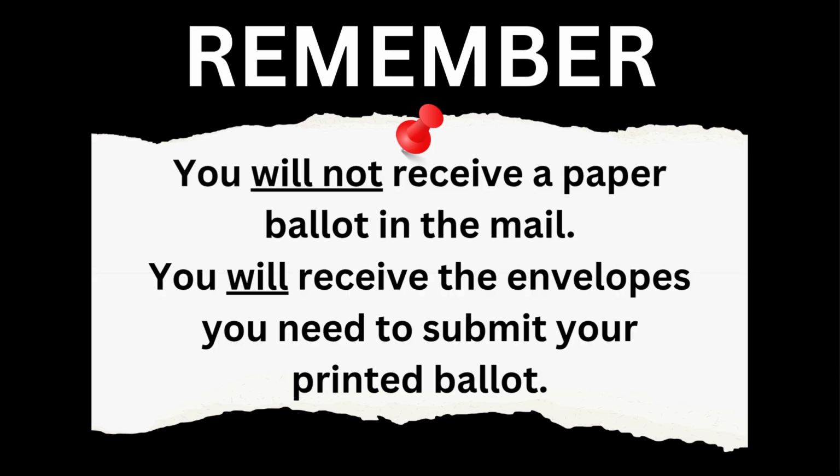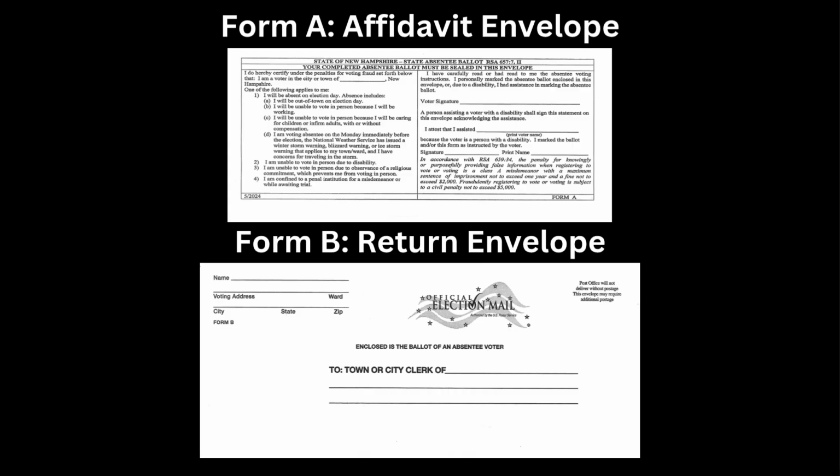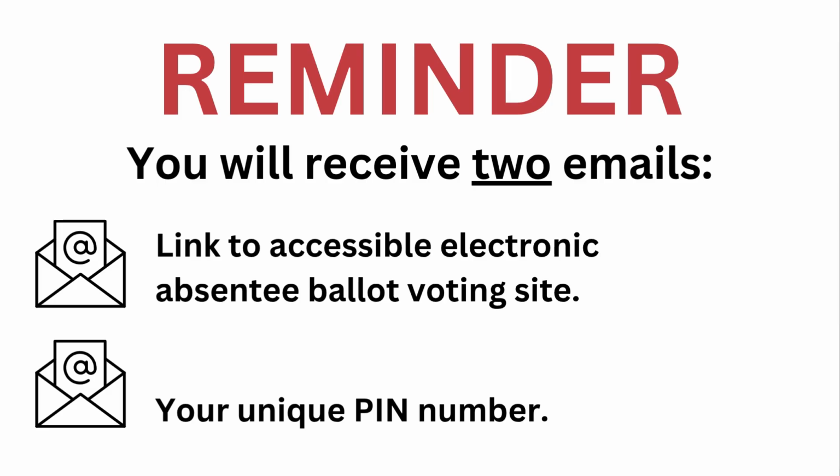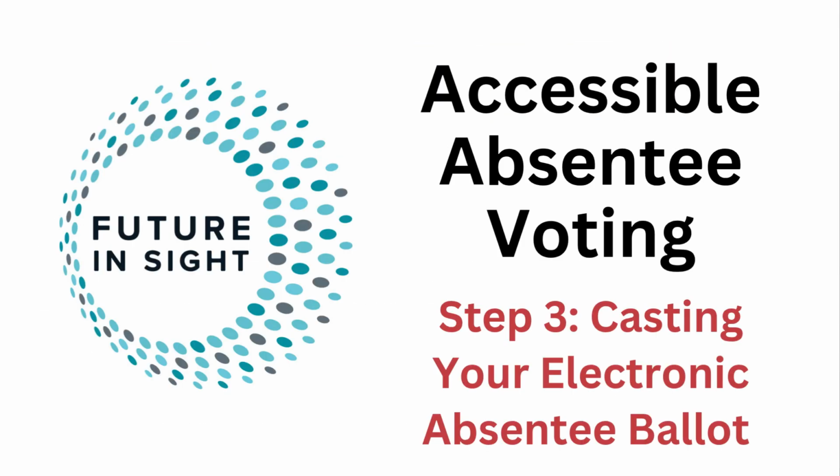Remember, you won't receive an actual paper absentee ballot, but you will be receiving other materials, including the envelopes in which you will return your printed ballot. A reminder that in addition to physical mail, you will also be receiving 2 separate emails from the Secretary of State's office. One email will have the link to the Accessible Electronic Absentee Ballot voting site, and the other will have your PIN number. Step 3. Casting your accessible electronic absentee ballot.